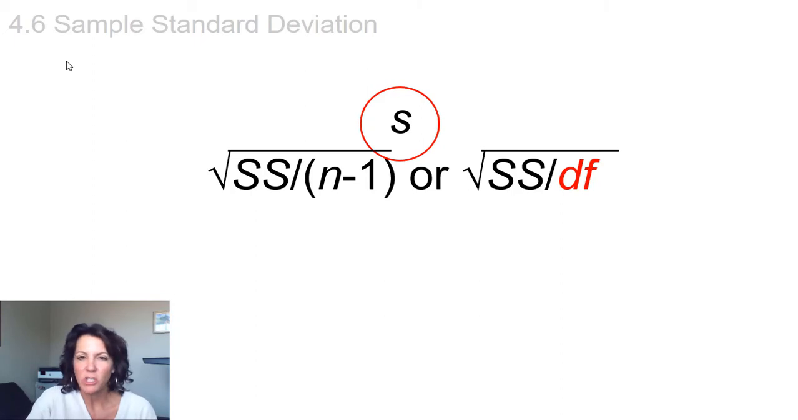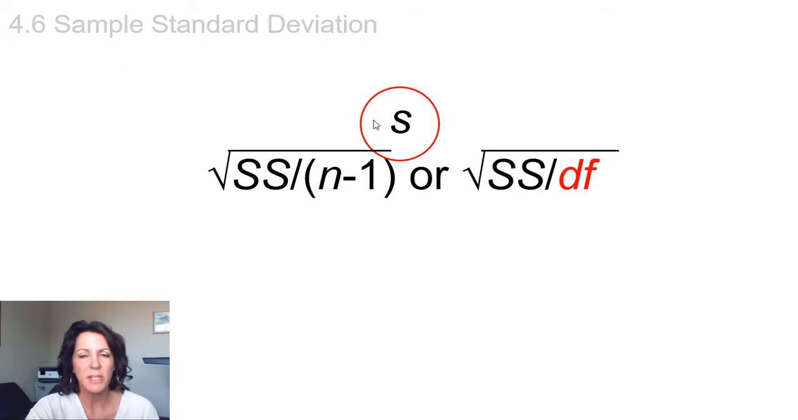It's basically just like the transformation that we do with population variance to population standard deviation. We're simply taking the square root of the sample variance to get the sample standard deviation. So instead of having the variance formula of sums of squares divided by n for the population, we have sums of squares divided by n minus 1. We take the square root of it to find the standard deviation.